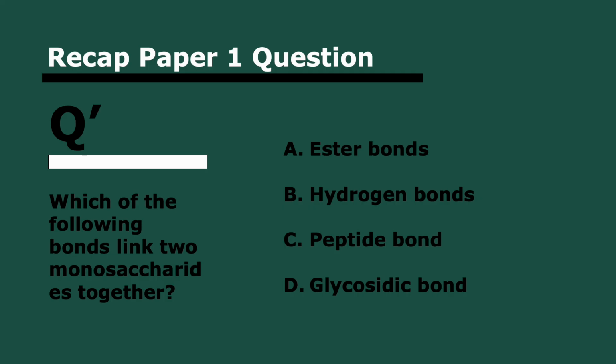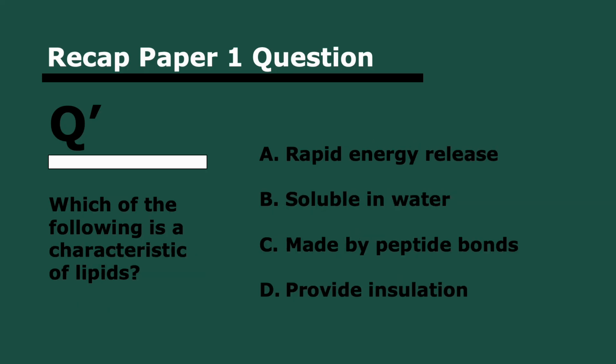Great. Then, which of the following bonds links two monosaccharides together? Now, this is a bit more niche. You might not remember this one. And this is the one I put at the start. So let's see if you've figured it out now. In three, two, and one, it's a glycosidic bond, right? Ester bonds are in triglycerides, hydrogen bonds are in water, peptide bonds are in proteins. But glycosidic bonds are what form between two monosaccharides.